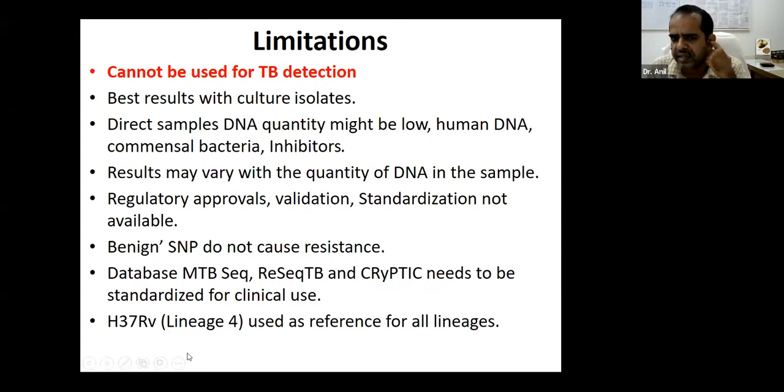And you have to understand that the control used in all whole genome sequencing is H37Rv. H37Rv is lineage 4. What we have in India is lineage 1, lineage 2, lineage 3. We don't have lineage 4. It's a European strain, European lineage, so it's not there. But having said that, they say that it doesn't make any difference in interpretation of resistance. All of the lineages have the same sort of resistance mutations.